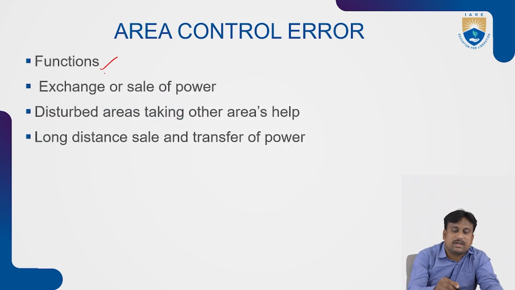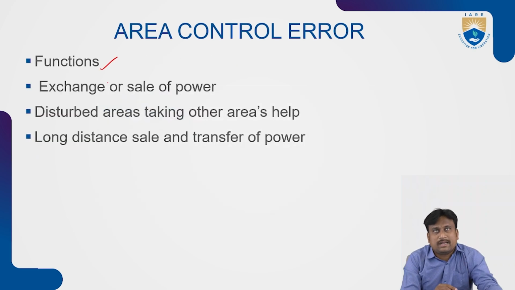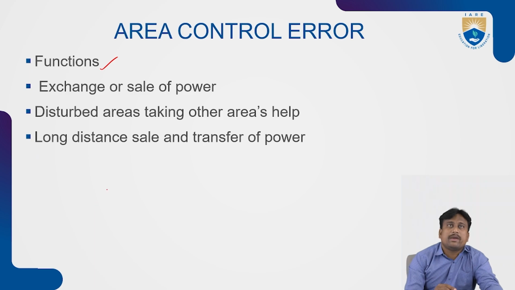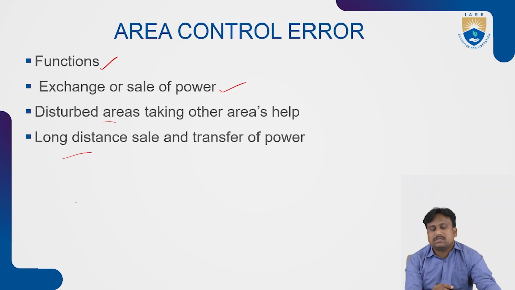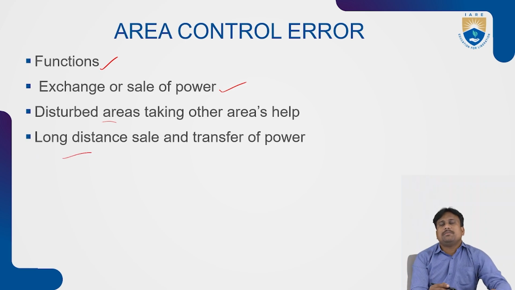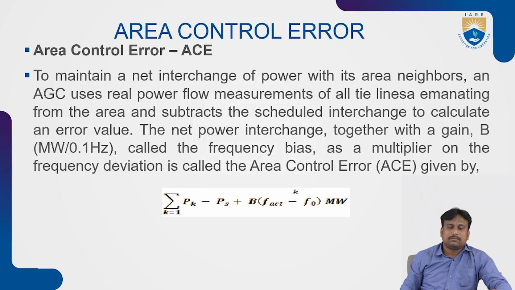Here we will treat the functionalities of the interconnected systems. This may take place with the exchange or sale of power to the distribution end, to the various load centers. The areas may mutually share power when there is a lag on either side. So that long-distance sale and transfer of power takes place through the intermediate connected systems.